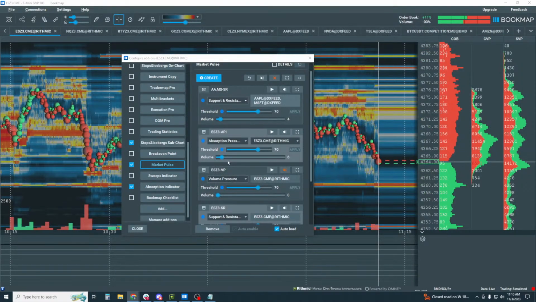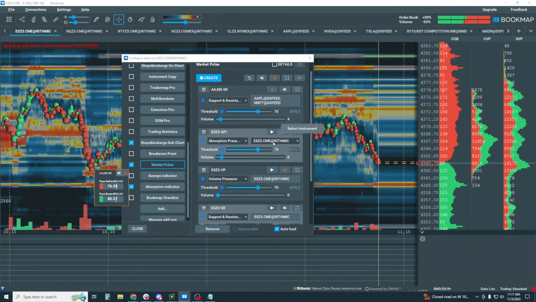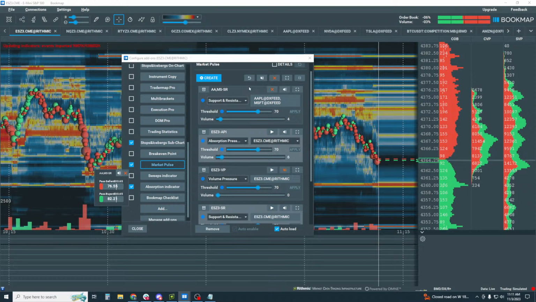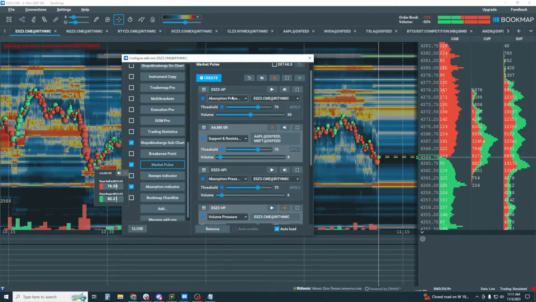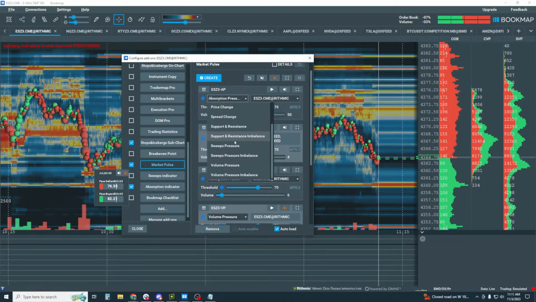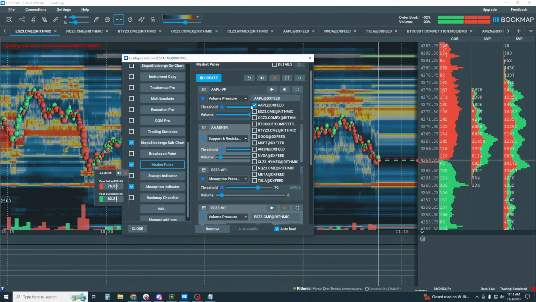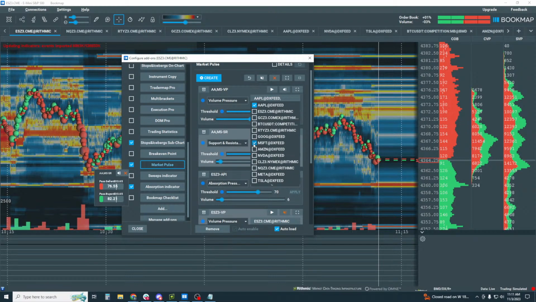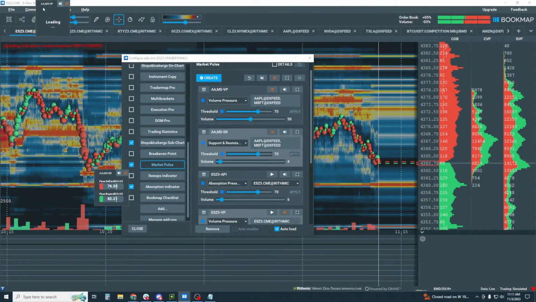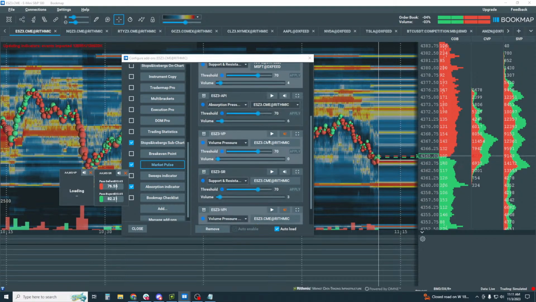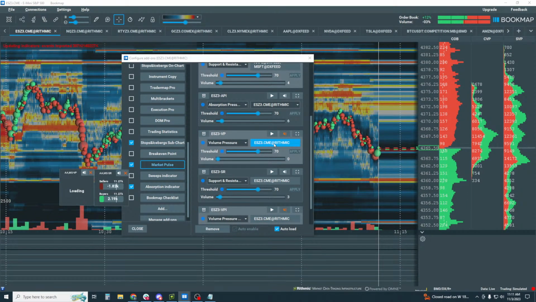So let's make a synthetic instrument out of it with support and resistance and volume pressure. Okay, so here we go. There's support and resistance, and let's also add a new one in here. We're going to look at volume pressure, and we're going to use Apple and Microsoft as well, and hit play. Then I'm also going to add one more in here. I'm going to put in volume pressure also for the S&P E-mini, which I already have down here. So I just need to hit play.